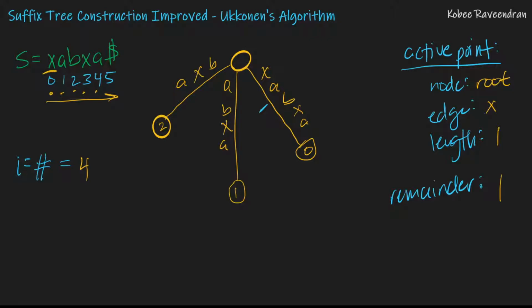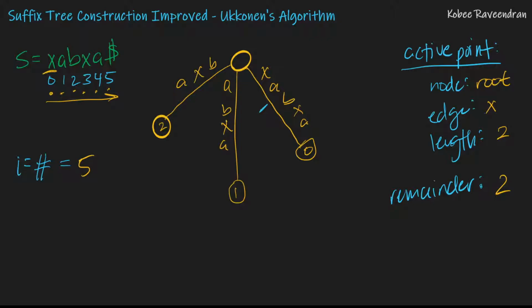If I were to update that in the table, the active edge still stays the same because we're saying from the root, take the edge starting with x, and then now we're going 2 down instead of 1. And since I haven't added another leaf node for that new suffix of just a, I will increment the remainder to 2. And still not touch the tree. So now we go to iteration 5.